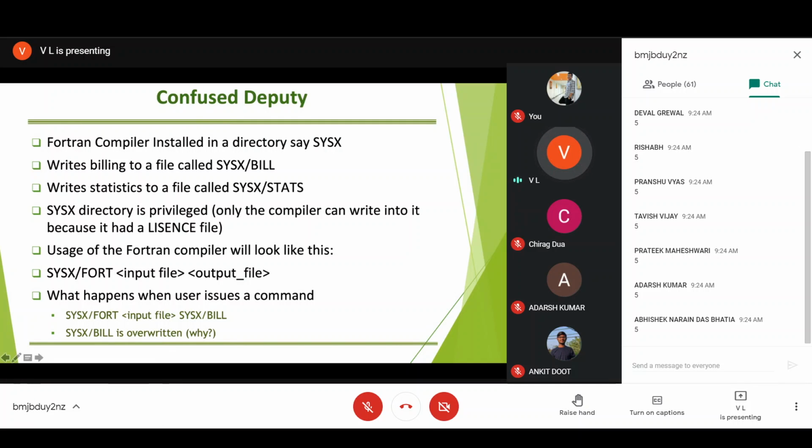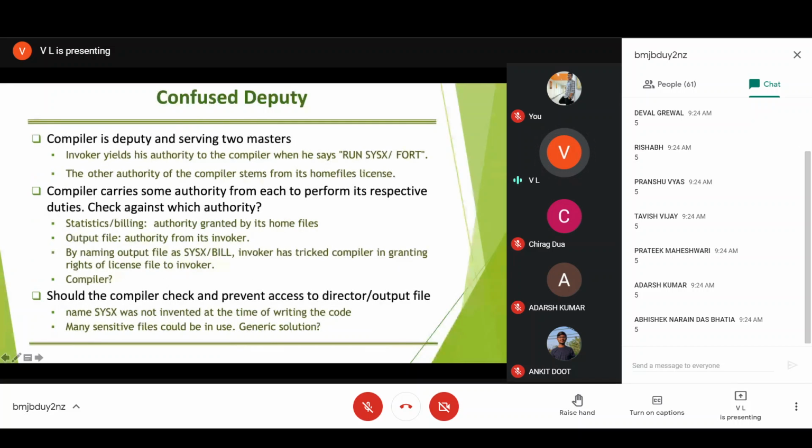The only thing was that the system should have verified whether the user could have given this name or not. Now, if you look at it, the compiler is acting like a deputy, and this compiler is being invoked by the user. So the compiler is serving this master and running the compiling process. The other authority of the compiler comes from the system itself, the license that it has.